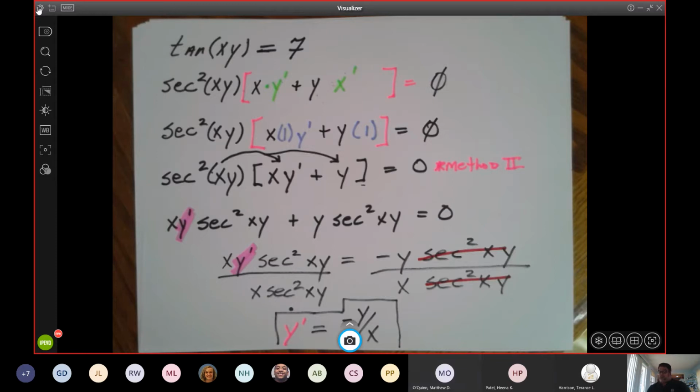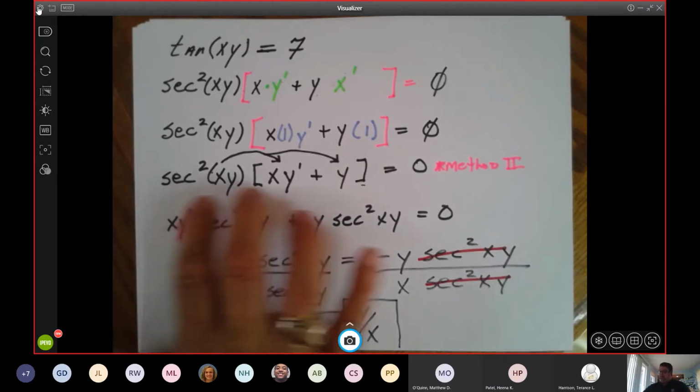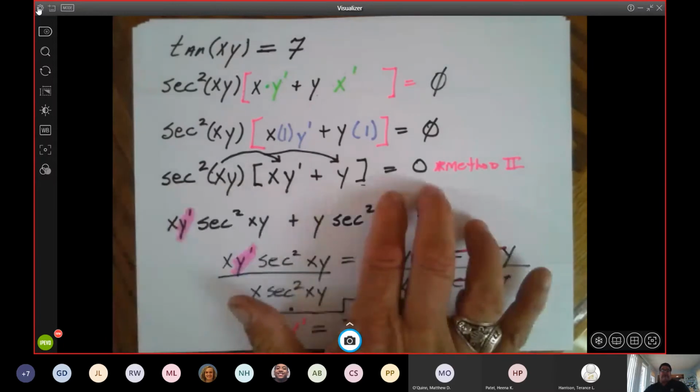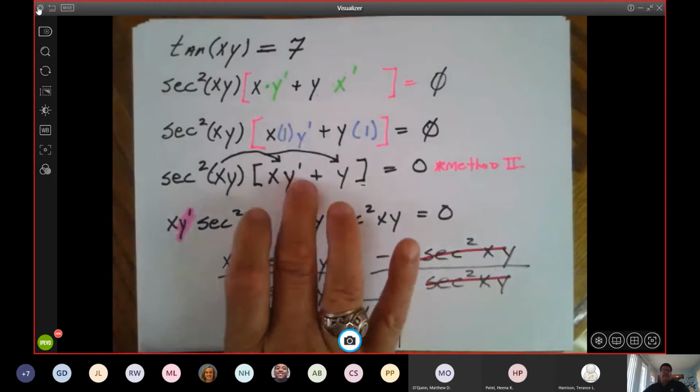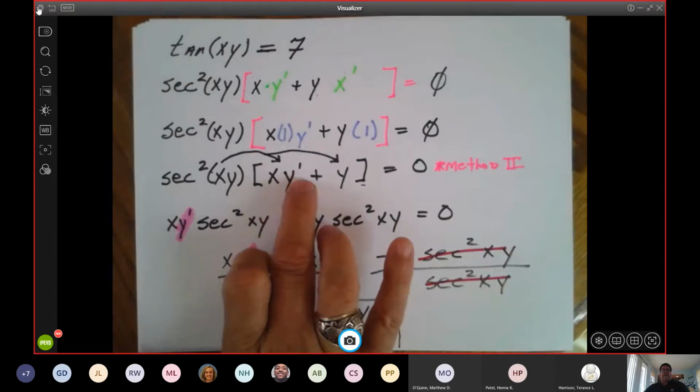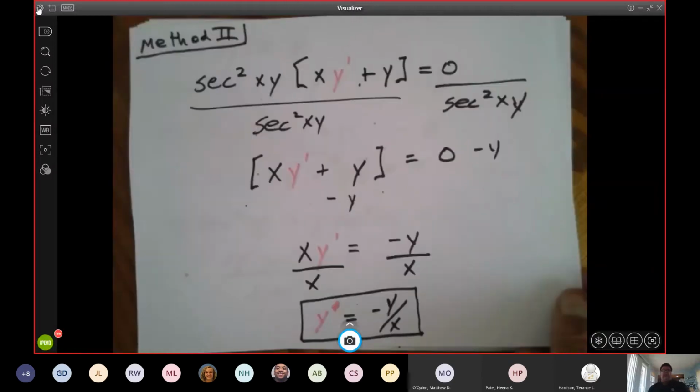Factoring, which is what? Division. And you can divide both sides by the secant of xy. And the 0 will cancel out the secant. And then you'll be just left with this. You see? Just in case you don't see, I got it written down for you. There.